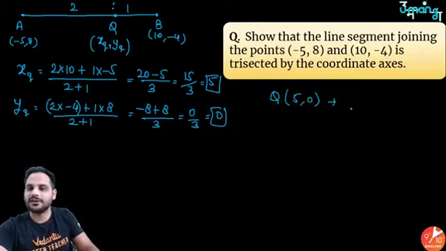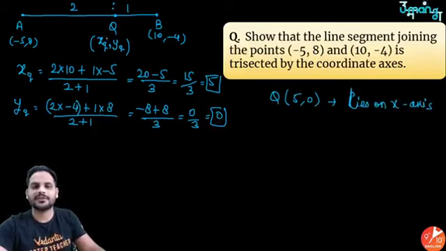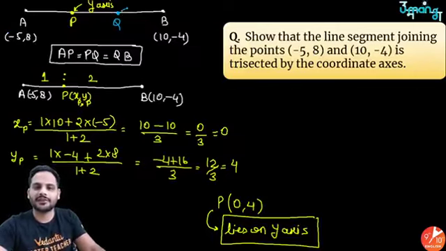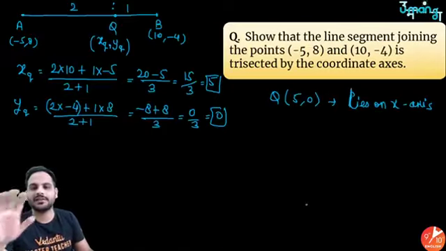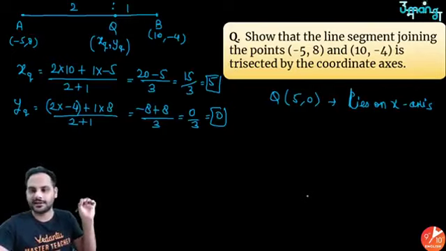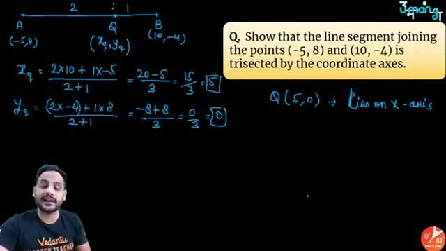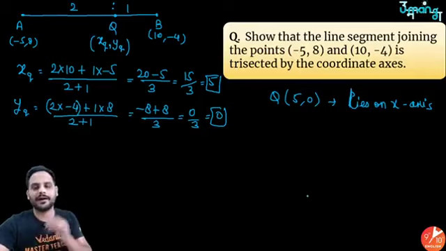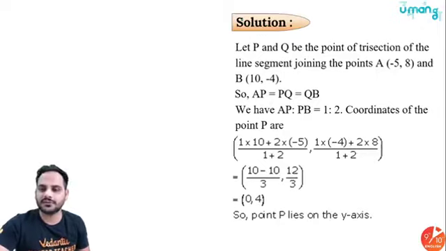That means Q lies on x-axis. तो देख लो बेटा, according to the diagram, P is on y-axis, Q is on x-axis. So we can clearly say this line, the line joining the points minus 5, 8 and 10, minus 4 is trisected, divided in 3 equal parts by the coordinate axes. ठीक है? A very good question. अच्छा question. Okay, let's go for the next question now.